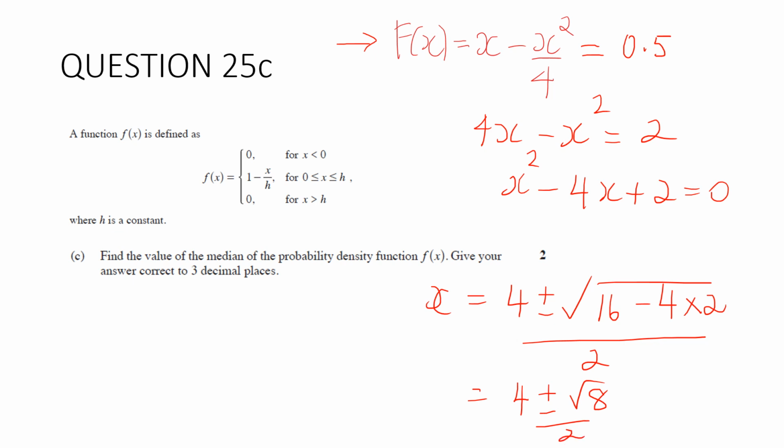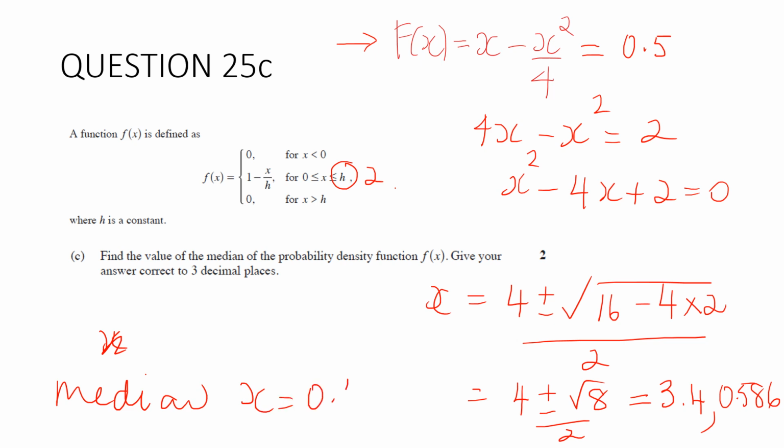Now we are going to get two positive values here. If I put the first one in the calculator, 4 plus square root of 8 all over 2, I get 3.4, and that's not possible because remember this goes up to 2, so we need it less than 2 basically. So going back in and putting in the negative value, I end up with 0.586, and that's actually our answer, 0.586. So the median occurs at x is equal to 0.586.